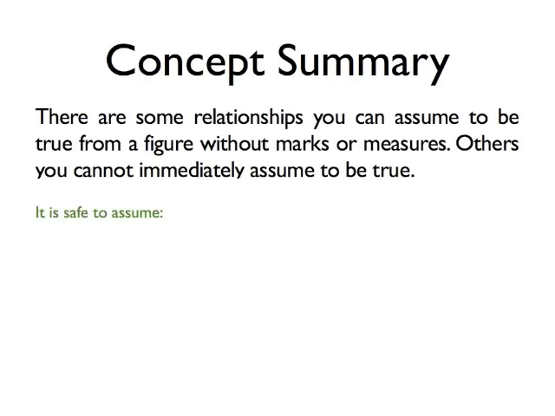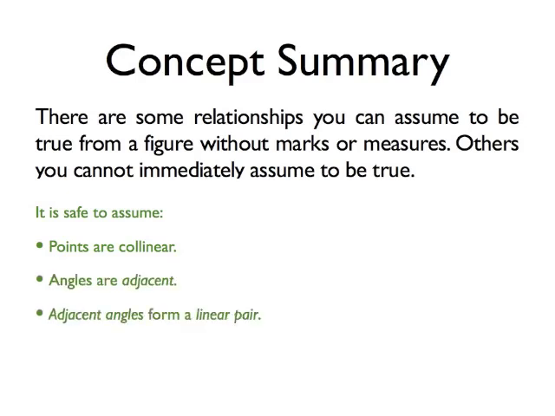It is safe to assume the following: that points, particularly 3 points, are collinear, especially if there happens to be a line drawn through them. That angles are adjacent. That adjacent angles form a linear pair. You saw that in the last example with angles 3 and 4 and angles 4 and 5. That angles are vertical angles, or their sides are opposite rays. What appears to be a line is a line.